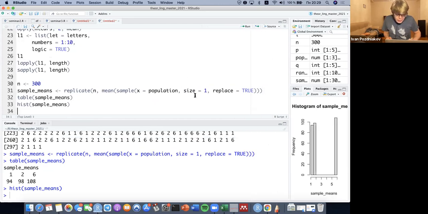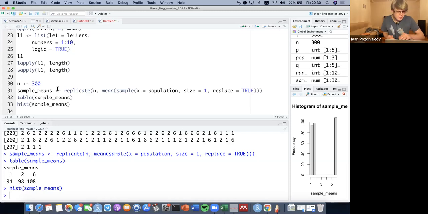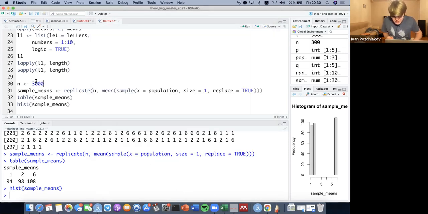Okay, now we can see the pretty obvious thing: if we have sample size equal to 1, the sample means more or less follow the distribution of the population. As n gets larger, we get this line to be more and more flat. Okay, let's even increase the number of replications.